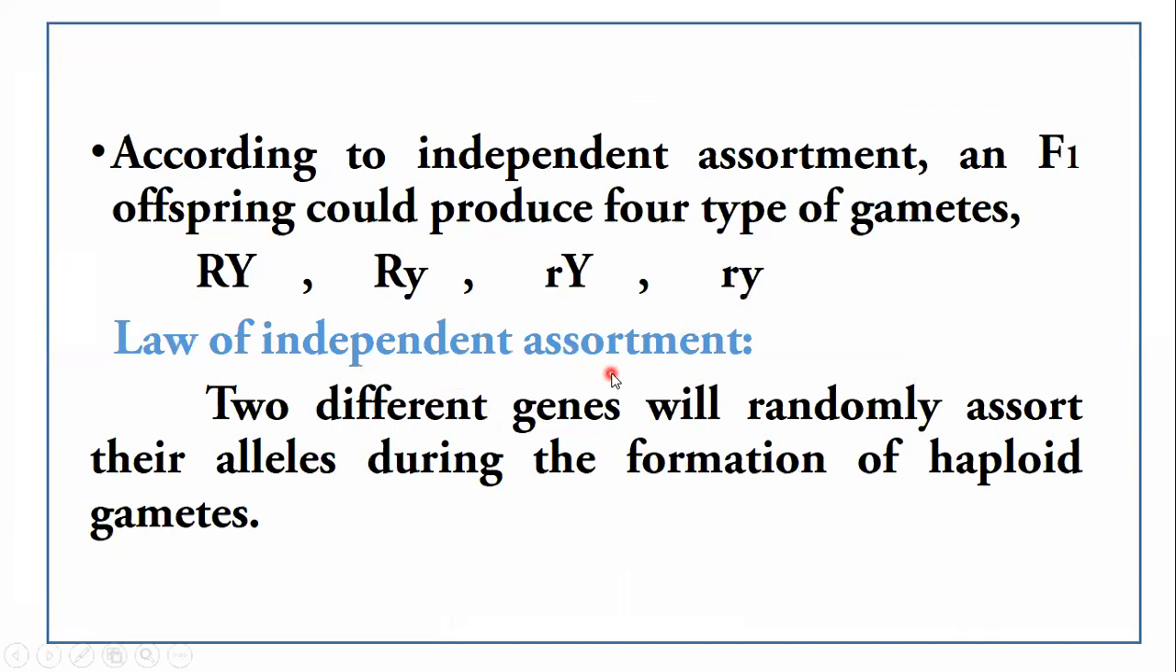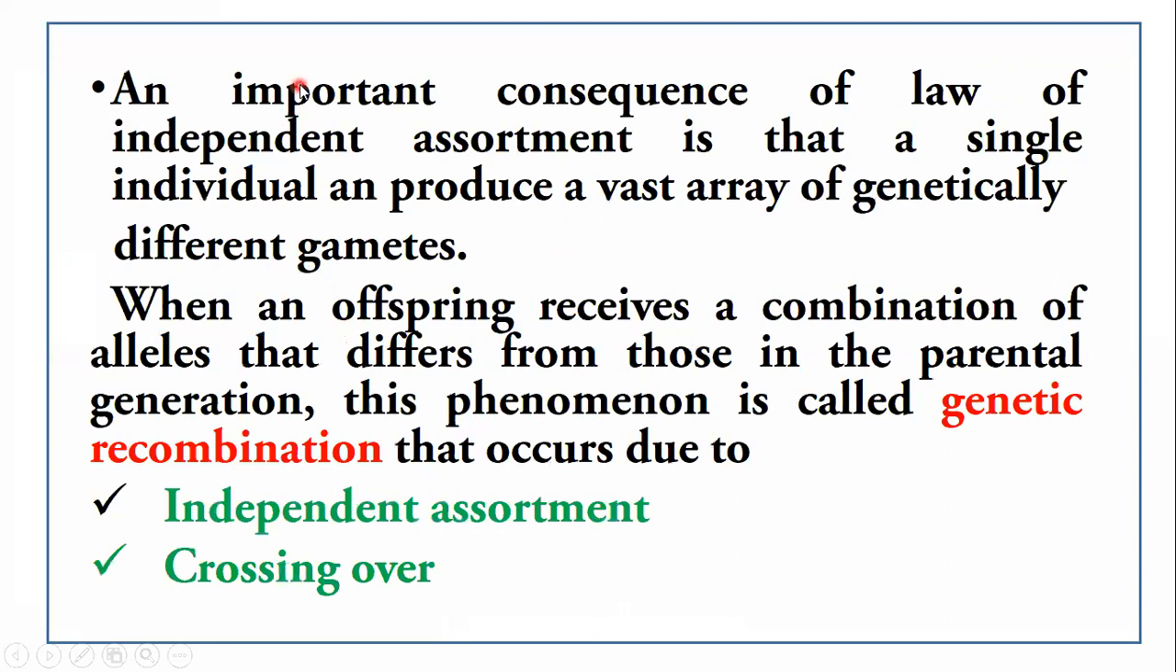So independent assortment states that 2 different genes will randomly assort their alleles during the formation of haploid gametes. An important consequence of the law of independent assortment is that a single individual can produce a vast array of genetically different gametes. As you have seen previously, a single individual, like a round yellow individual, can form 4 different types of gametes. So that is a benefit of independent assortment, that a single individual can produce a variety of gametes.